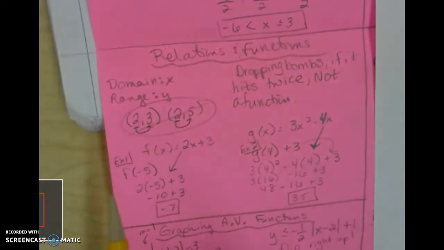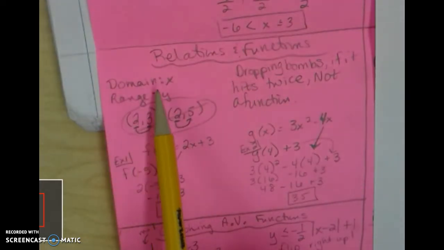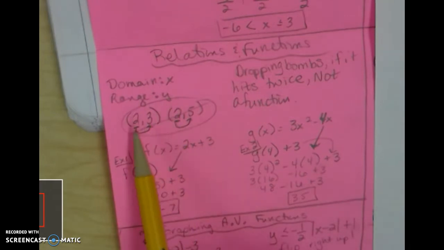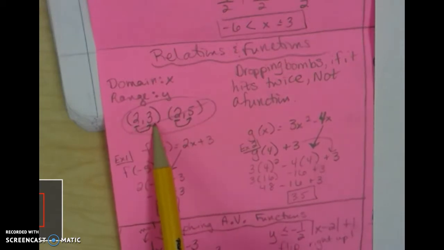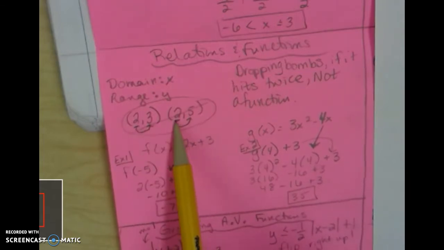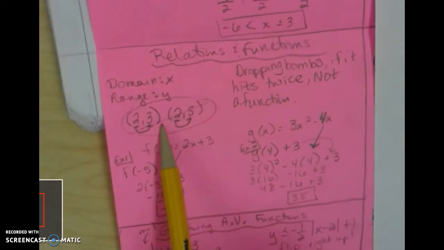And so remember, for relations and functions, domain is x and range is y. And there's two ways to tell if something's a function. First of all, you can look if you have the same x. They can't be partnered with somebody else. They have to be partnered with the same number. So this is like number 2 going to party number 3, and then number 2 going to party number 5. You can't go to two places at the same time. So this is not a function.